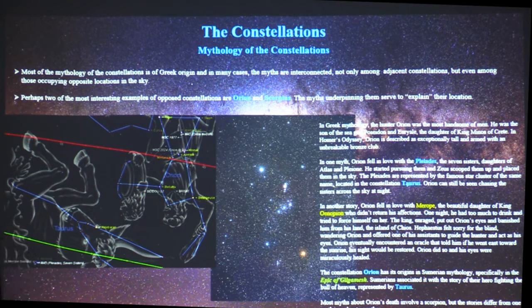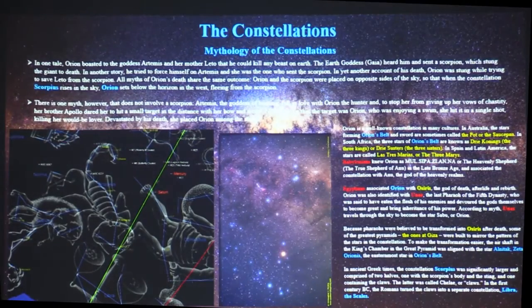Anyway, it goes back to Sumer in Mesopotamia, and the Epic of Gilgamesh, which I had to study at uni, but I can't remember a thing about it except the big flood and the hero Gilgamesh. Sumerians associate the story of the hero fighting the bull of heaven, Taurus. Most myths about Orion's death involve a scorpion. So just quickly, here's the scorpion, opposite end of the sky, of course, setting in the west when Orion's rising in the east.